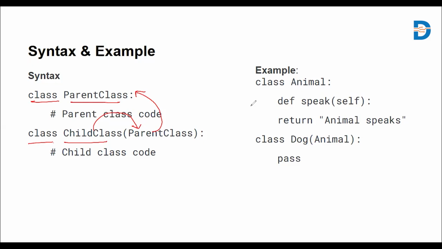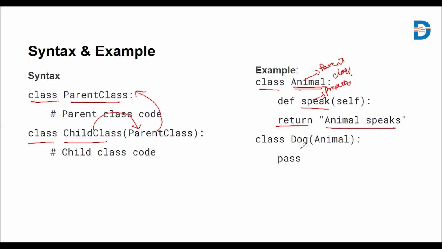Here you have a small example where the class is animal. This animal is a parent class. For this animal, I'm giving a property, speak. If I call animal, it will return a line that is animal speaks.